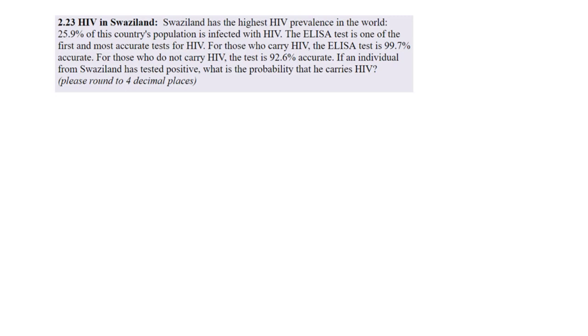Okay, so first off, let's read the problem to understand why we want to use either process. If an individual was from Swaziland and has tested positive, what's the probability that he carries HIV? So I'm just reading the question at the end. So the question is, we're saying we know that they tested positive, or we want to only look at people that test positive. So what we're looking at is, okay, what is the probability that it carries HIV? So we want to know what is the probability of HIV, but we want to only look at people that test positive. Okay, so that's the question.